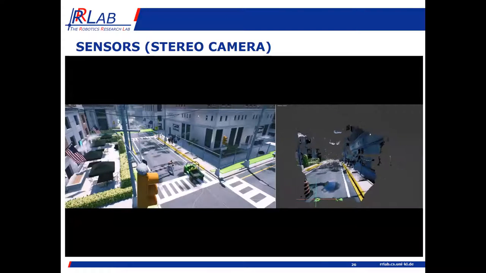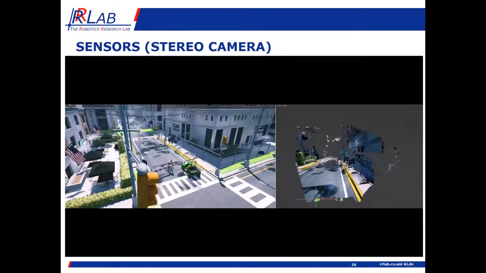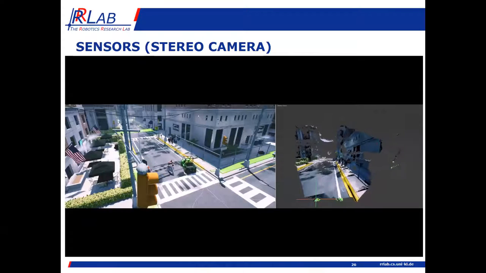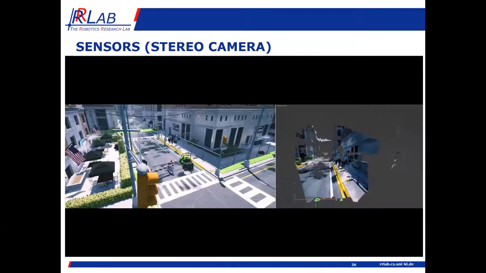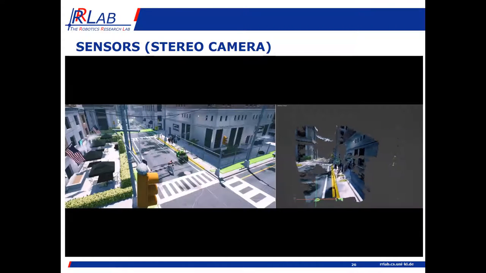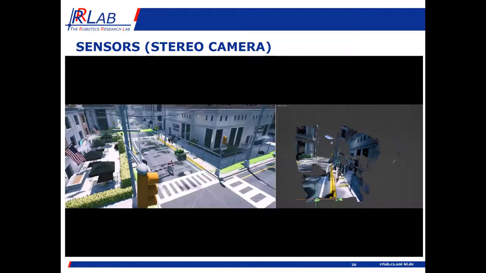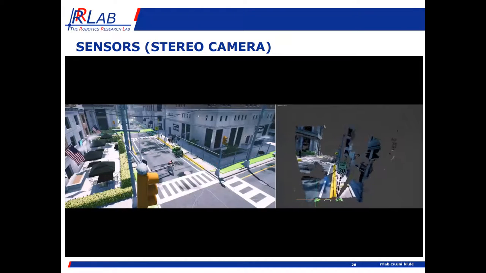So similarly, here is another example in the urban environment, and you see there is water, and how we cannot see the depth here. I want to show how realistic the data is. Okay, anyhow, going further.